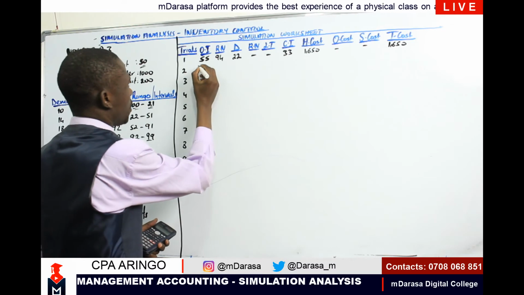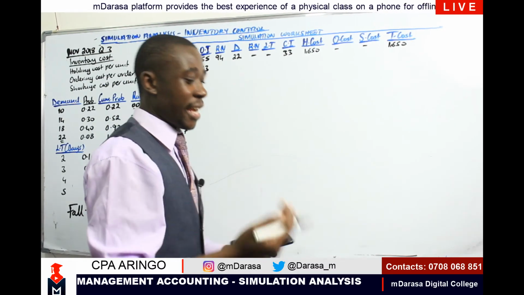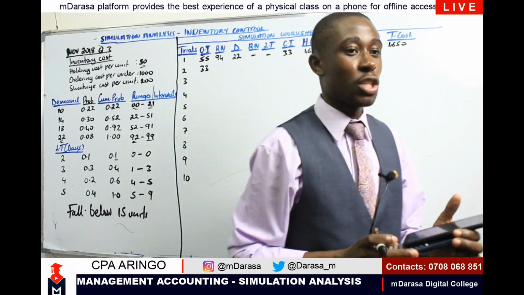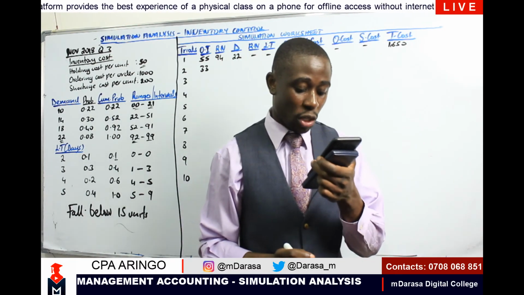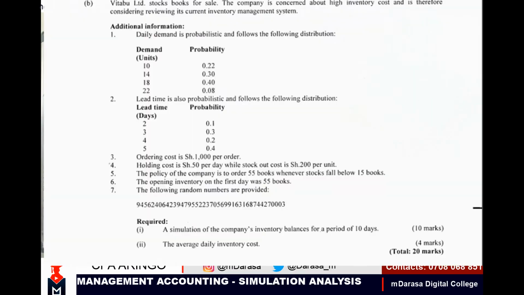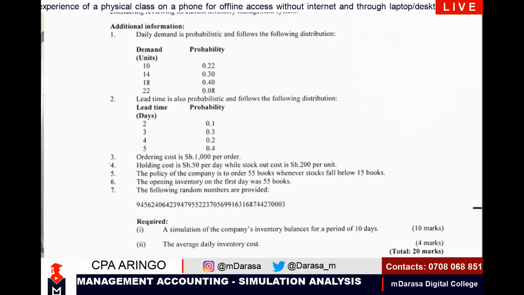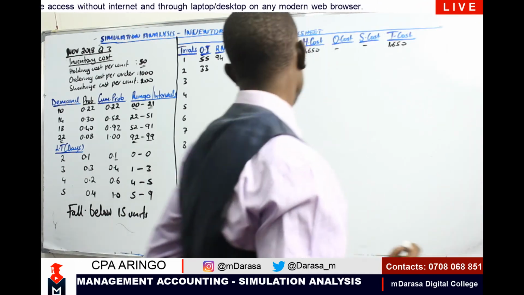Considering our opening inventory on day 2, we should be having 33 units. The next random number, my good student, I should be having what? If you can clearly see in your question, after 94, you can clearly see we have 56, right? So 94, not 7. I'm having 94 then 56. So we should be having 56 here.